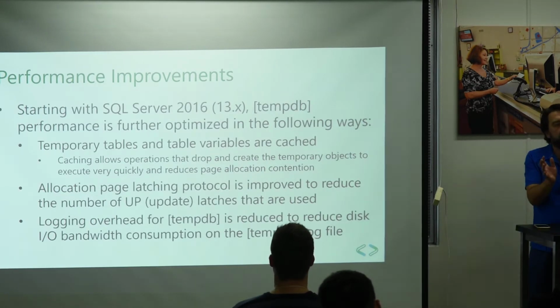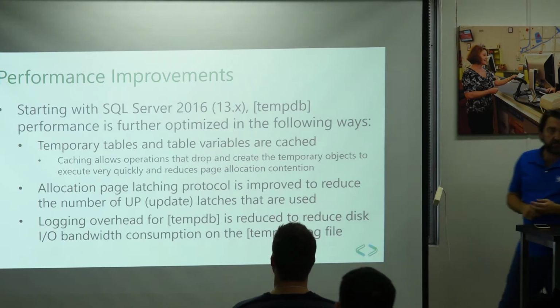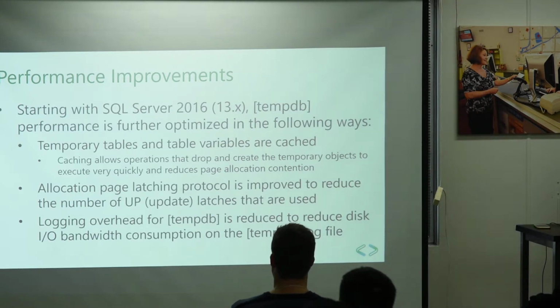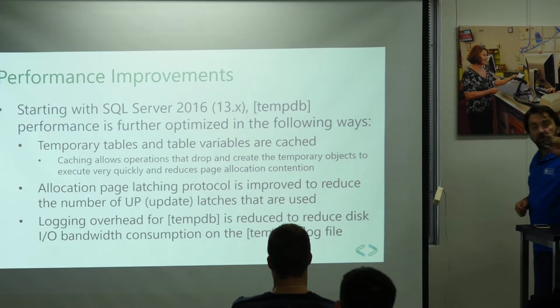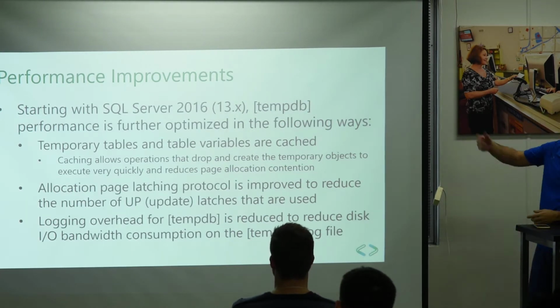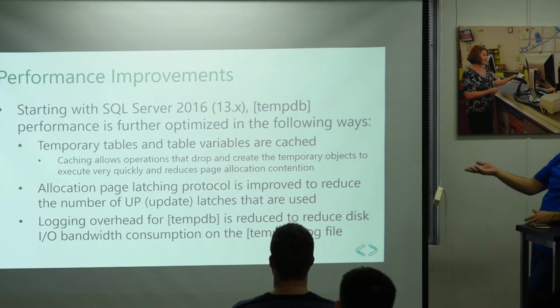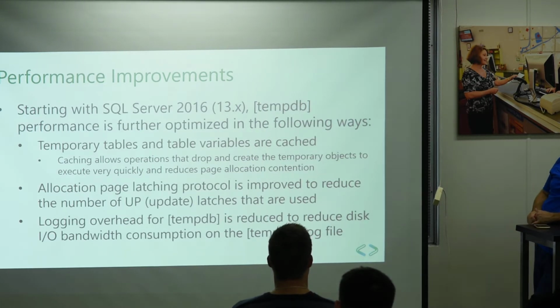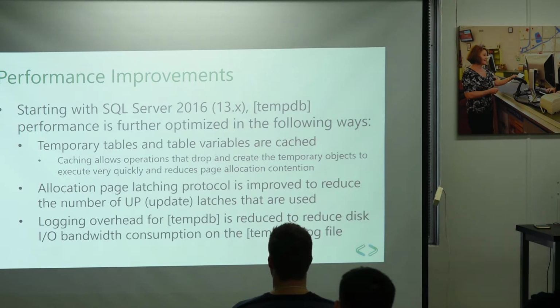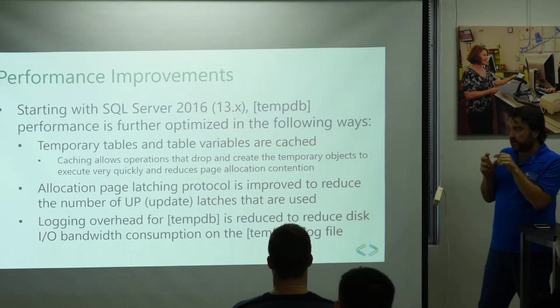They saw this in the market and addressed the issue by allowing the database engine to cache temporary tables and table variables. As I said, you'll see them even inside Management Studio because they're there, even though the stored procedures finished executing, and you can still do a select against them. So caching allows operations that drop and create temporary tables to execute very quickly because you don't have to destroy all the time. You can reuse the cached object. At every stage, they try to improve the logging inside the TempDB LDF file as well, so the transaction log.